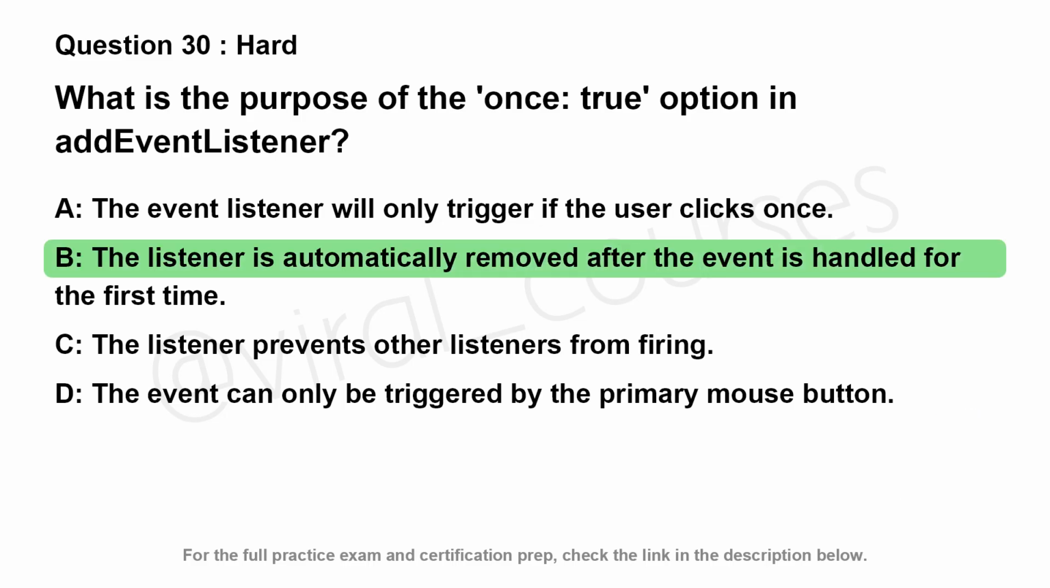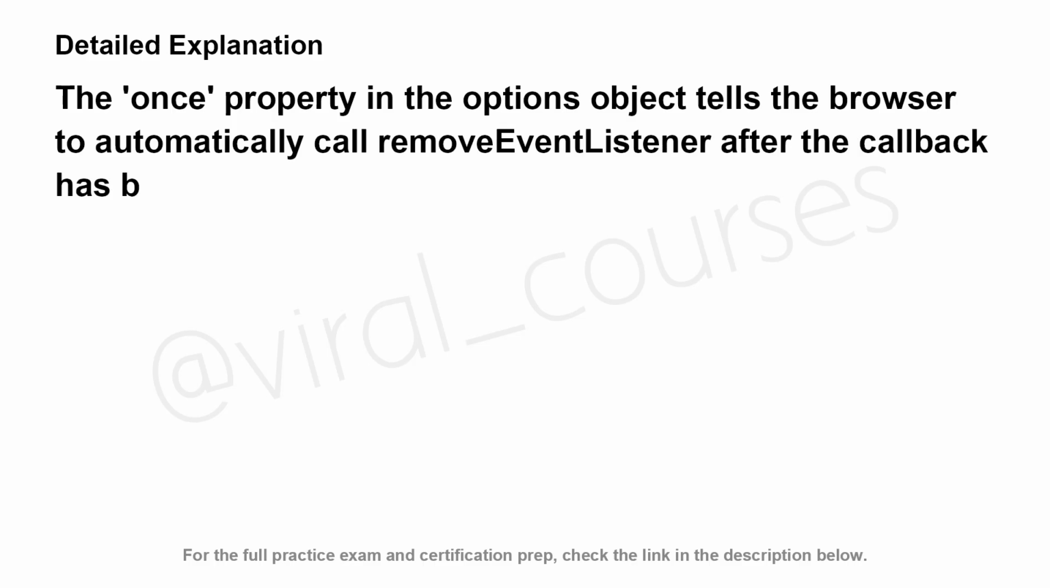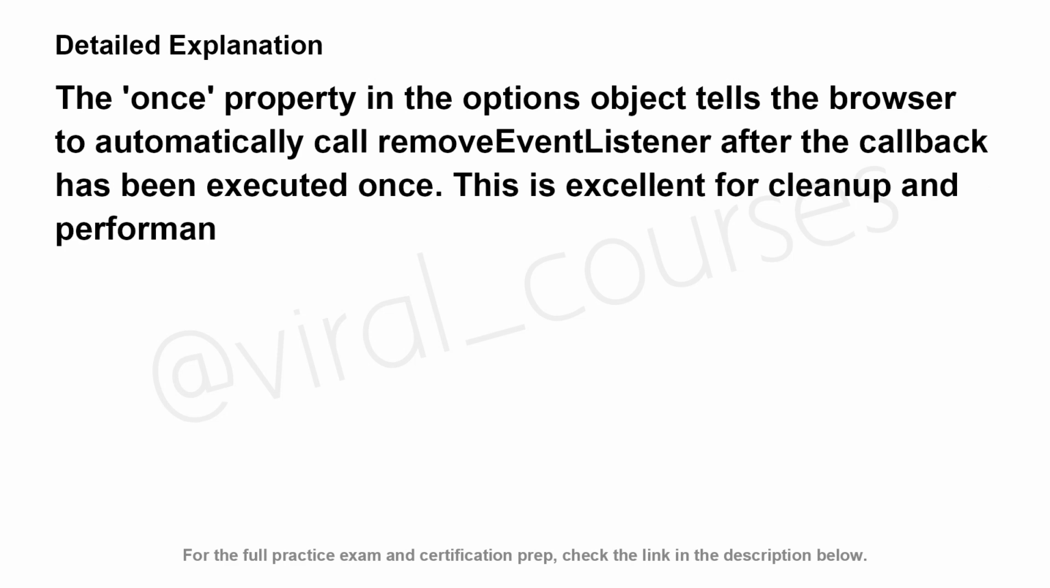The correct answer is B. The once property in the options object tells the browser to automatically call removeEventListener after the callback has been executed once. This is excellent for cleanup and performance.